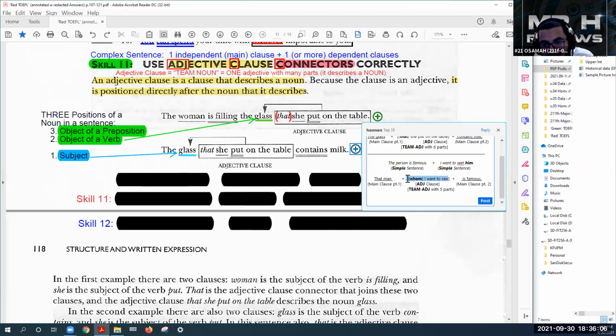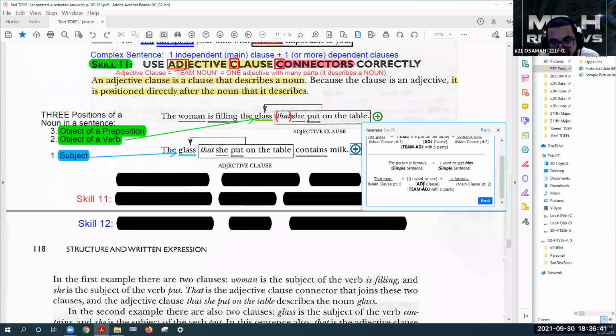Team adjective. Yes. What does it describe? The man. Now, what is this? Why do we use the connector whom? Because he's... Refers to him, yes, right? Not a subject, it's an object, right? Okay. So now, is this connector necessary, or can I remove it?